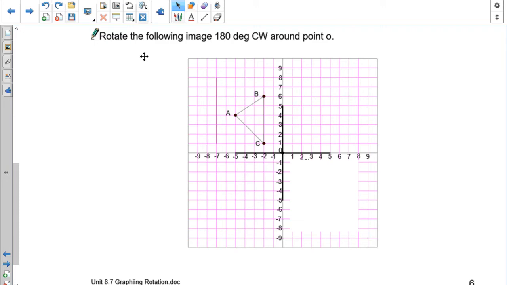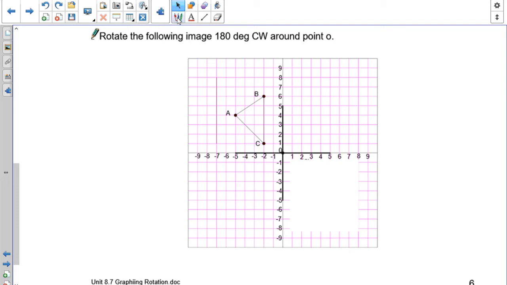Now, I need you to take this image, ABC, and I need you to rotate it 180 degrees, and as you can see right here, you know from this being whited out that it's pretty obvious where it's going to go. So pause the recording, and I need you to rotate ABC 180 degrees clockwise around point O. So pause the recording and do that now.